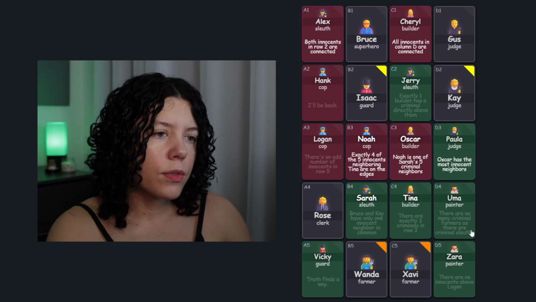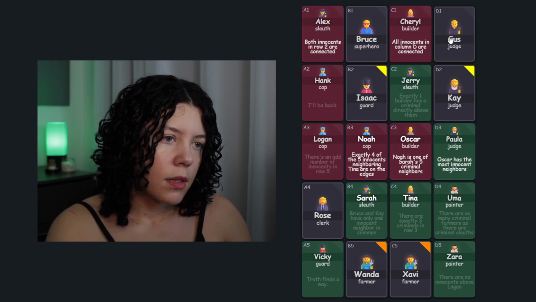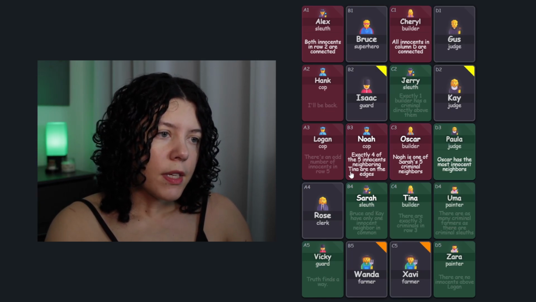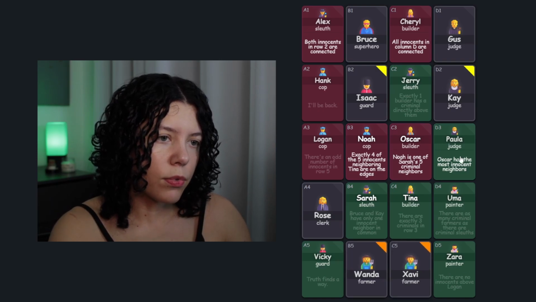Let me go over the clues again. Both innocents in row 2 are connected. That will happen for sure. All innocents in column D. Since we don't know if K is an innocent yet, we couldn't know about Gus. Exactly 4 of the 5 innocents neighboring Tina are on the edges. Yeah, that will happen for sure here.